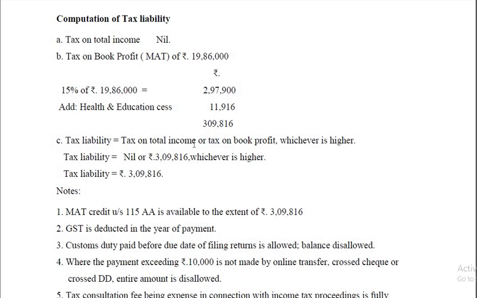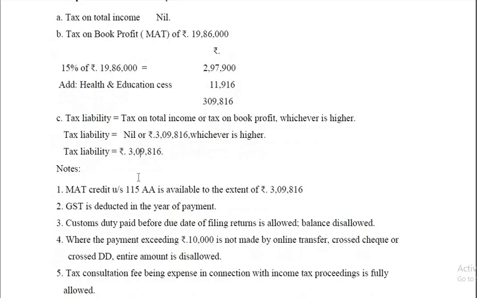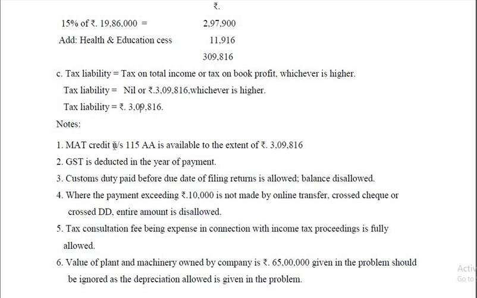What is the tax liability? Tax liability is equal to tax on total income or tax on book profit, whichever is higher. Here this is nil and this is 3,09,816. Whichever is higher, this one is higher. So this is the value. Some notes: MAT credit under section 115JAA is available to the extent of 3,09,816. Why? Because tax on total income is 0. So the entire amount is tax credit.